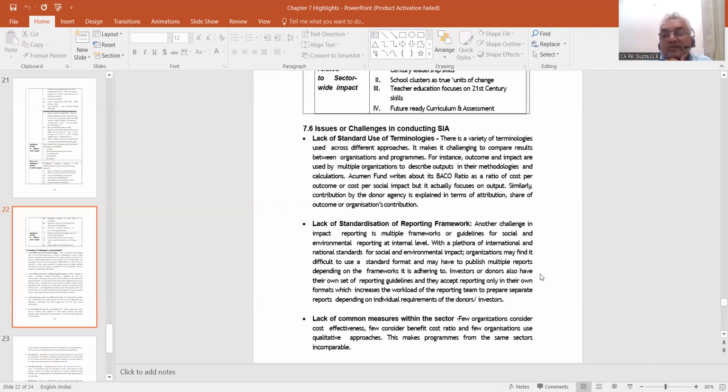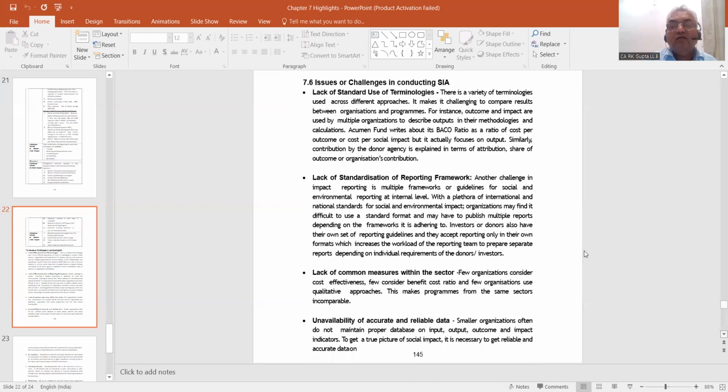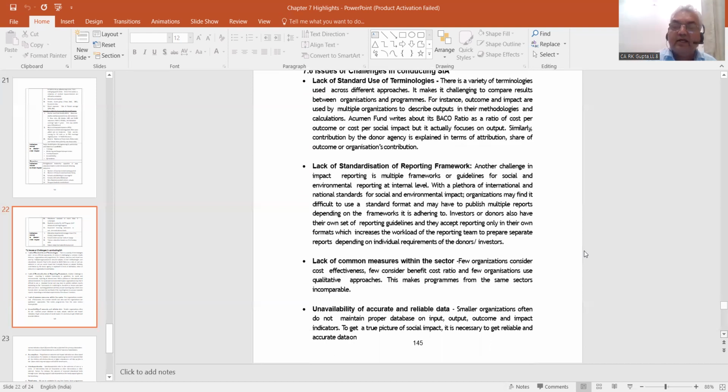Then there is lack of common measures within the sector. Few organizations consider cost effectiveness, few consider benefit cost ratio, and few organizations use qualitative approaches. So this makes programs from the same sectors incomparable. So there is lack of standard use of terminology, lack of standardization of a reporting framework, and lack of common measures within the sector. Then unavailability of accurate and reliable data is also one handicap. Smaller organizations often do not maintain a proper database on inputs, output, outcome, and impact indicators.